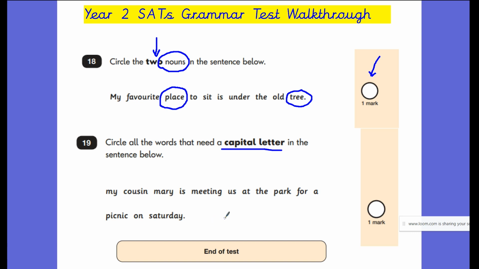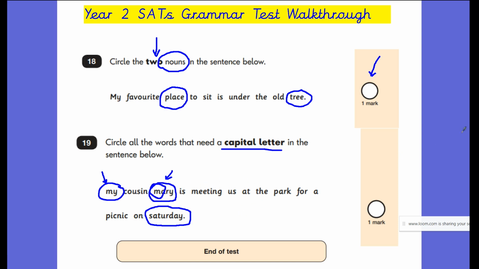So where are the words that need capital letters? Well, the first one that would be easy to get would be my, because it's the start of the sentence and that M should be a capital. Another one would be the name Mary, because that's the name of a person and needs a capital. Okay, oh, sorry, you need to circle the whole word, not just the letter. And the final one, which is a bit more tricky, is the word Saturday, the name of the day. That would also need a capital letter as well.